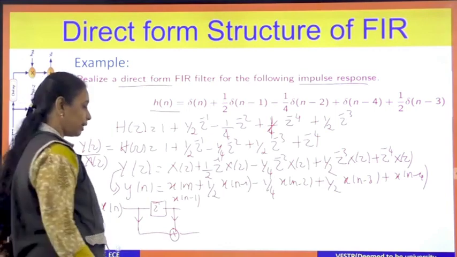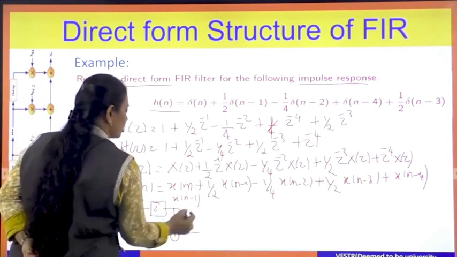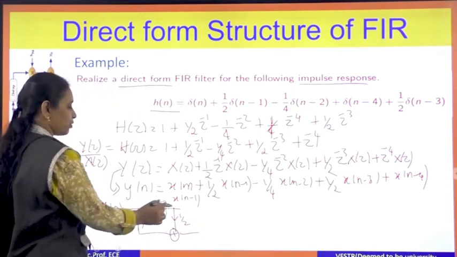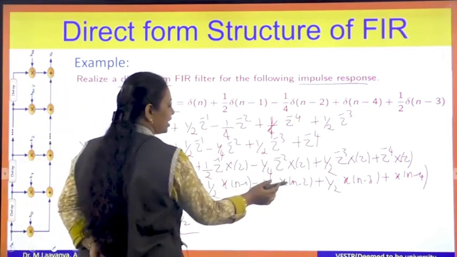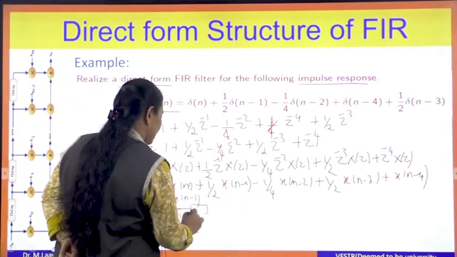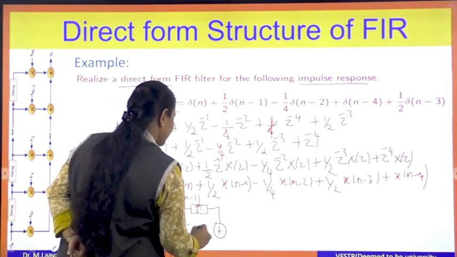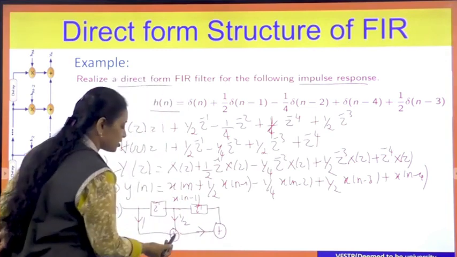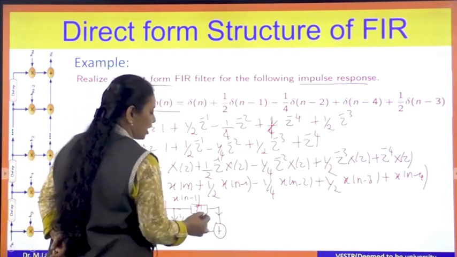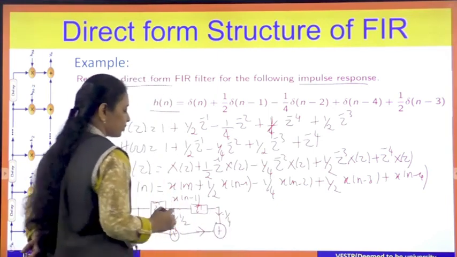Now what will be the multiplier here? x of n, 1 is my coefficient. For x of n minus 1, what is my coefficient? 1 by 2. So x of n minus 1 is over. Then I need x of n minus 2. So again put one delay and have an adder here. Now x of n minus 1 is added with x of n minus 2, and my multiplier here is minus 1 by 4.